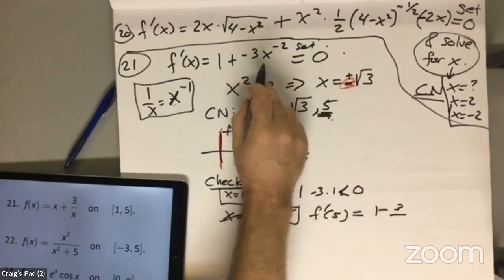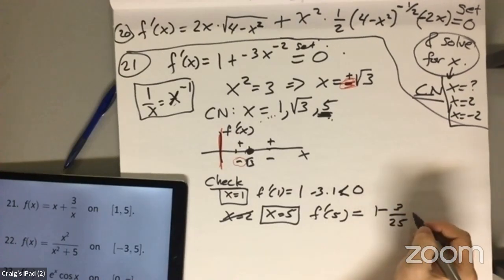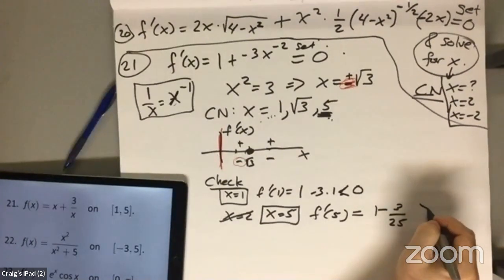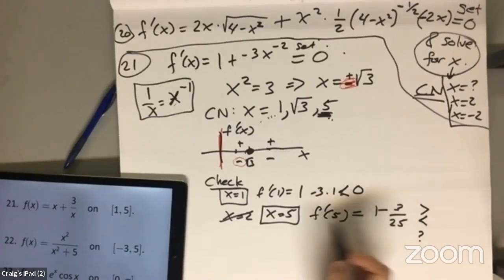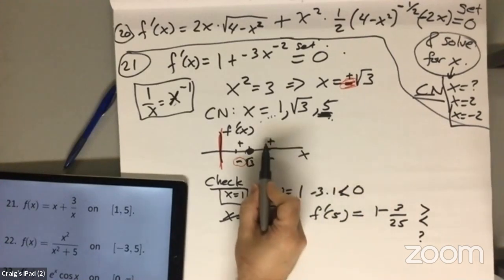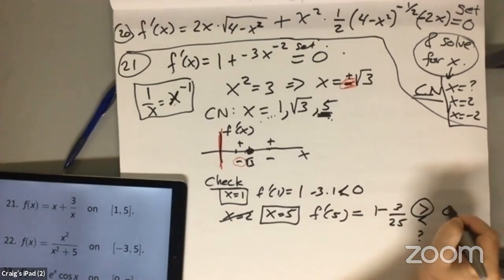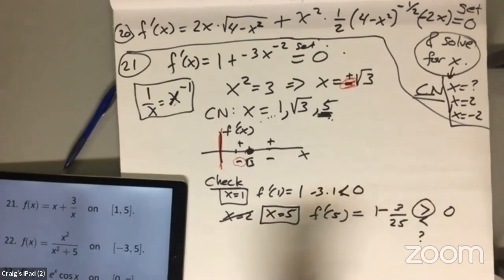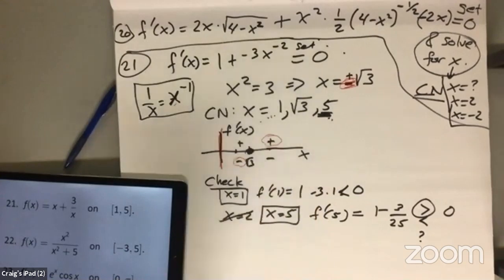So x to the minus 2 power means that I put in 5 to the minus 2, which is 5 squared in the bottom, which is just 25. Now, 1 minus 3 over 25, is that positive or is it negative? That's our question. That's all I care about. I don't care what the actual value is. I just want to know, is it positive or is it negative? And in this case, 1 minus a fraction smaller than 1 is going to be positive. So it's greater than 0. So I'm again going to see that it's positive there.